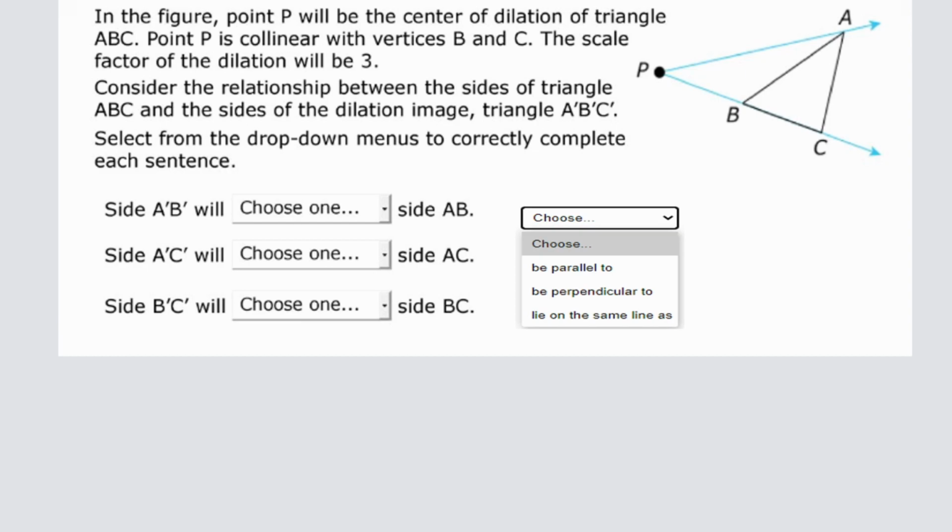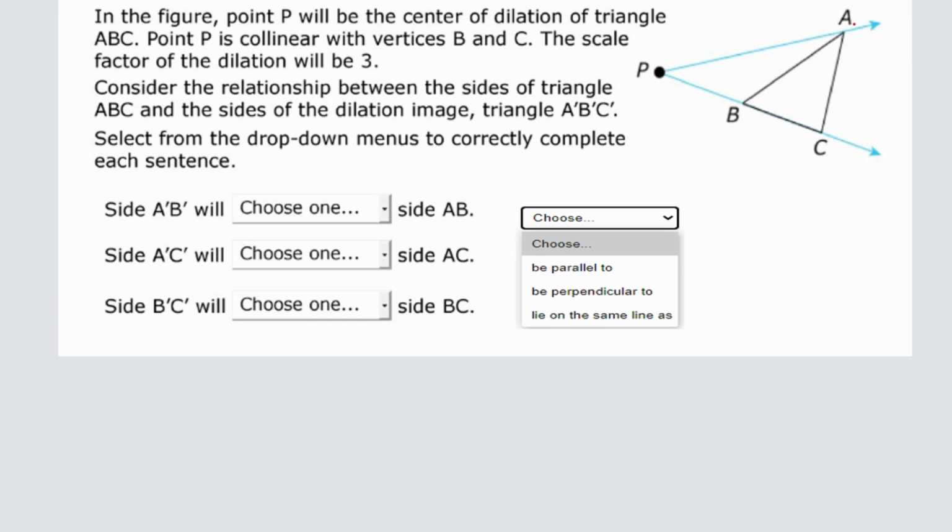So our options here for each thing is be parallel to, be perpendicular to, and lie on the same line as. So remember, parallel means 2 lines that won't touch. Perpendicular means 2 lines that intersect to be a 90-degree angle. And then lie on the same line as means that they would be on the same line. So let's start off. It says AB will blank side A prime, B prime will blank side AB.